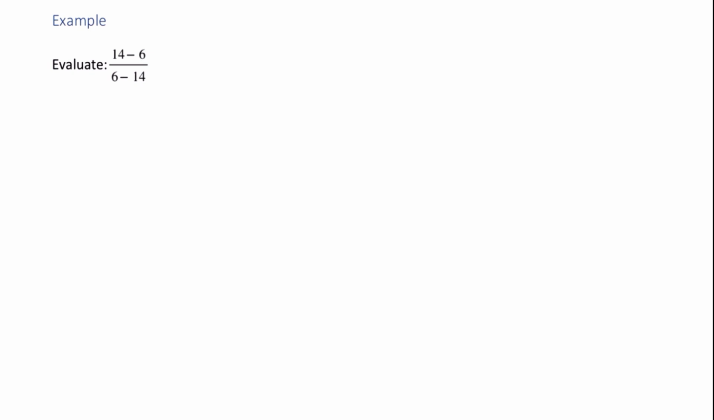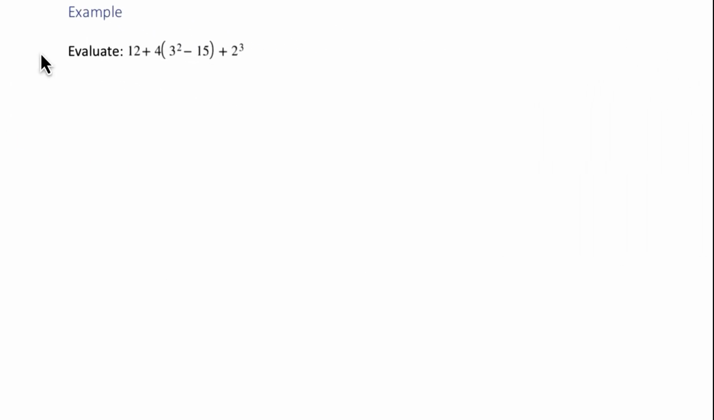Up next, we have a fraction with operations in the numerator and denominator. When you're given this situation, we can treat the top and the bottom, or numerator and denominator, as separate problems. So focusing on the top, we have 14 minus 6, which gives us 8. And then focusing on the bottom, 6 minus 14 is negative 8. And now we just have division. 8 divided by negative 8 is negative 1.